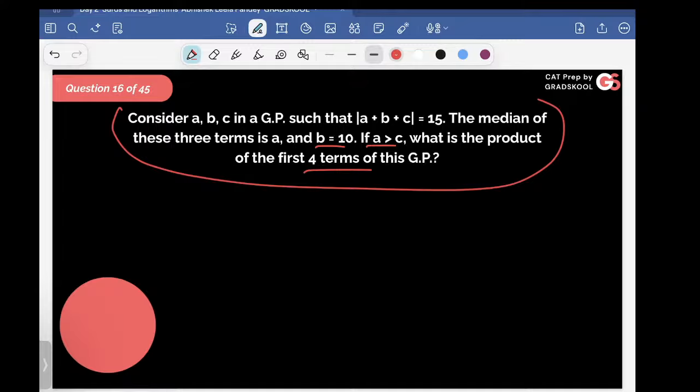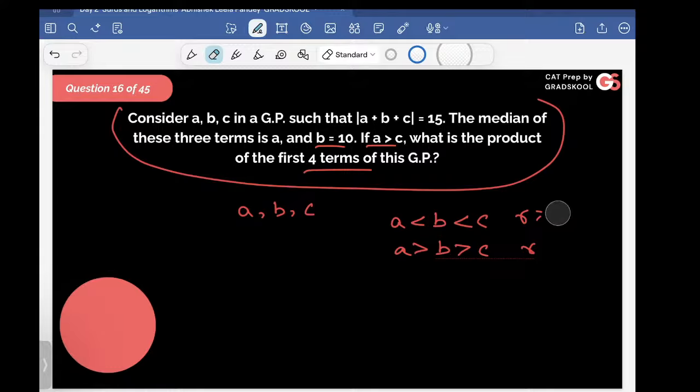It says A, B, C are in a GP. The two possibilities: either A is less than B is less than C, or A is greater than B is greater than C. This will happen when the ratio is greater than 1, and here the ratio is less than 1. So these two things can happen. Do you understand this? Yes or no? Is that right?